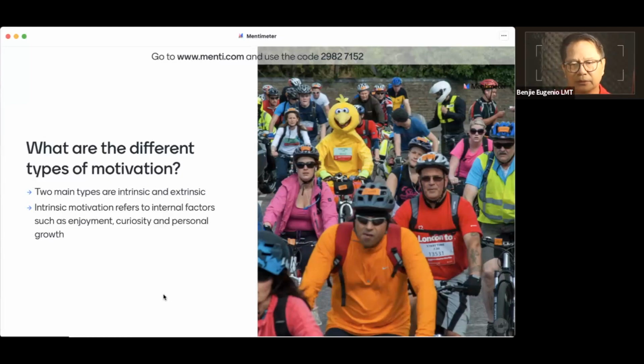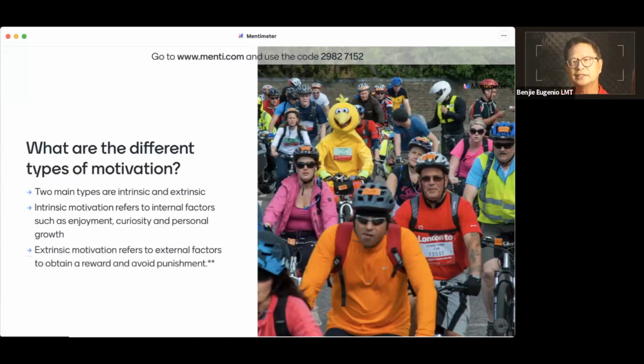Ang ikatuwa, which is the extrinsic, this is a type of motivation that refers to external factors, and this could be achieved through a reward mechanism and an action that has to be done to avoid punishment. No, so wala siya sa individual concern mismo, but it has something to do with outside influence or outside factors that will drive the person to do the action that is expected of him.